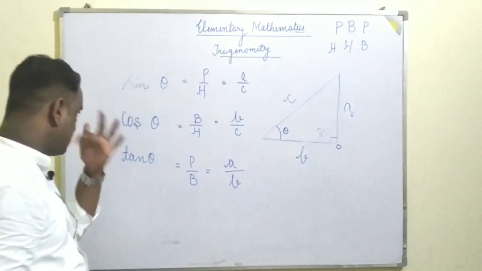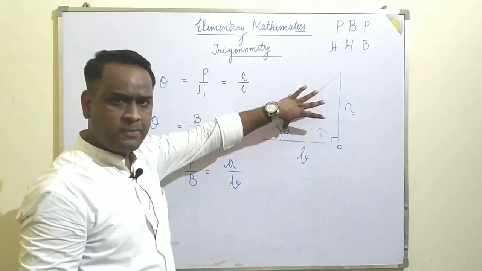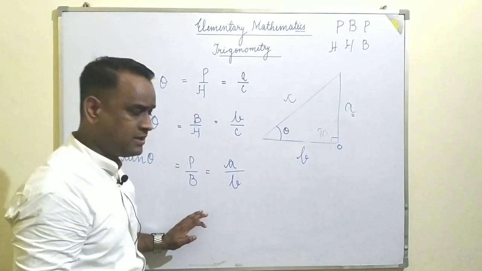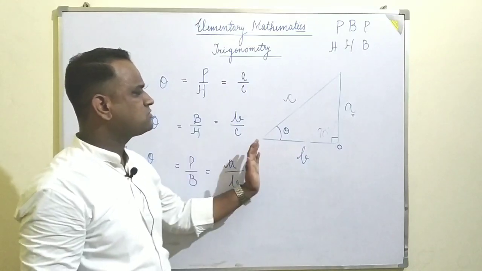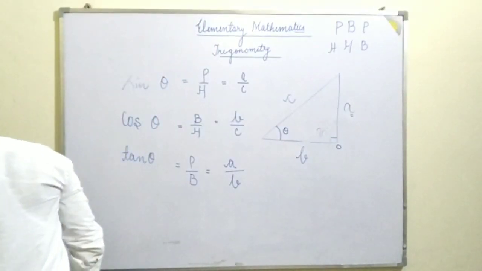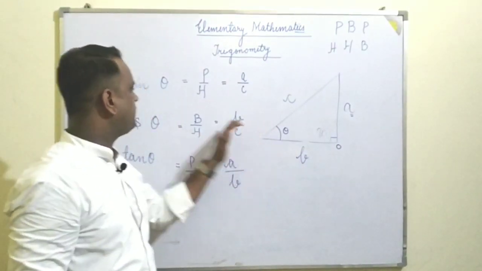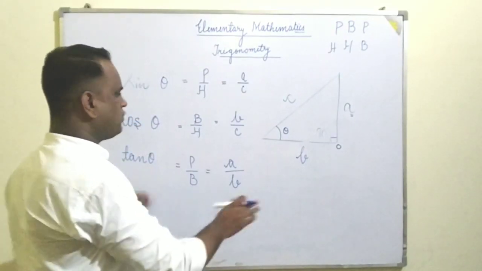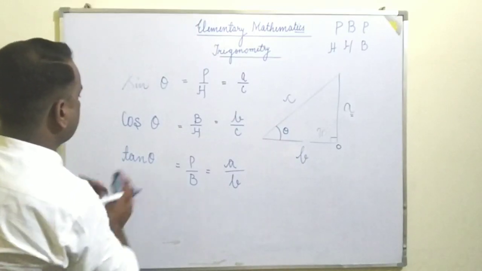So if we have these values, the perpendicular, base and hypotenuse, we can easily find out sin theta, cos theta and tan theta. Further in this lecture we are going to study how things are written in this form. Students, here I have given you the ideology about sin theta, cos theta and tan theta. Now we are going to discuss the table of sin theta, cos theta and tan theta.